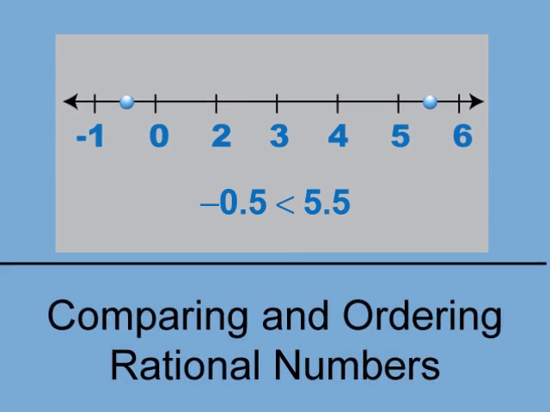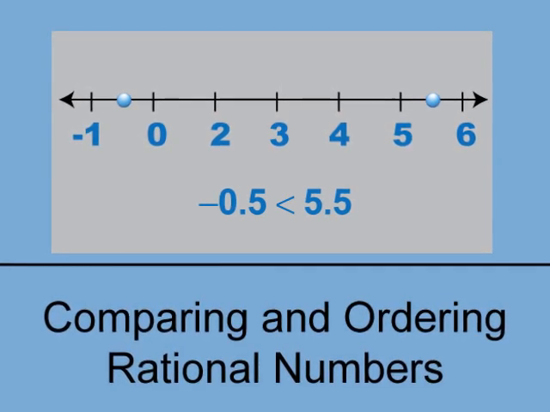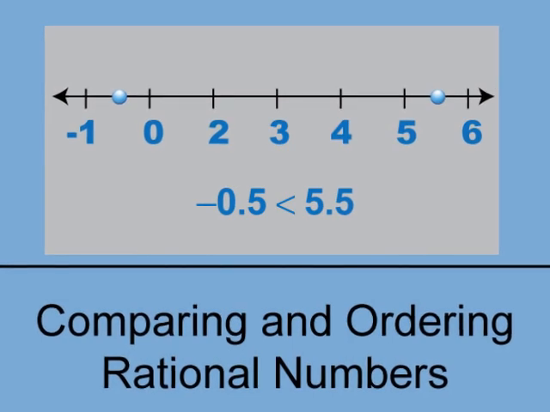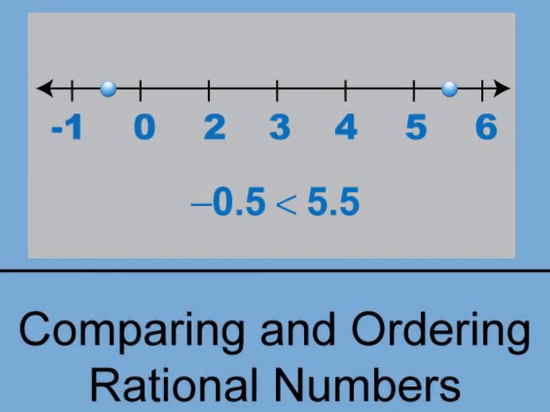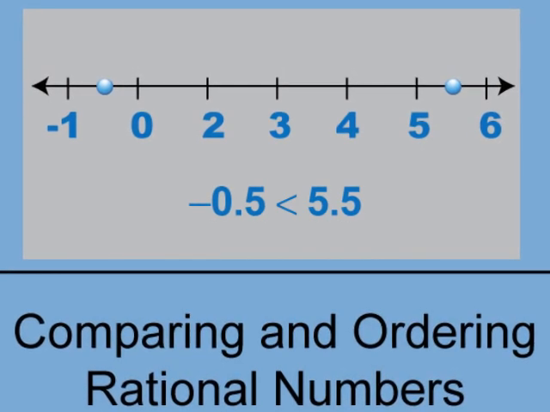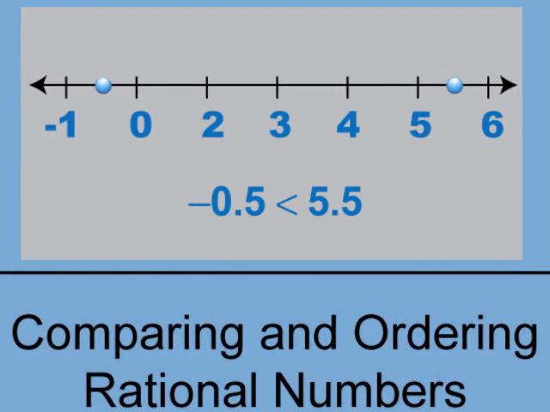Rational numbers can be positive, negative, or zero. But how can you tell if one rational number is greater or less than another? In this video, we will look at techniques for comparing and ordering rational numbers. Let's start with an example.